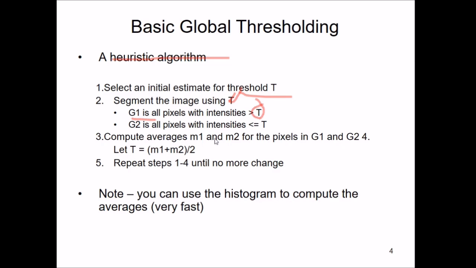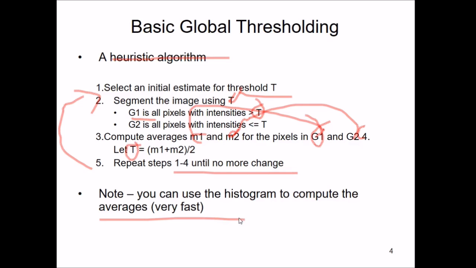Then we compute the averages M1 and M2 of the pixels in G1 and G2, given the number of pixels in G1 and the number of pixels in G2. M1 is the average of G1, M2 means the average of G2. And then we find (M1 plus M2) by 2, and this is the new threshold. And we continue this again and again, we reiterate until there is no more change. So you can use this histogram to compute the averages. This is quite fast for computing these averages, right?